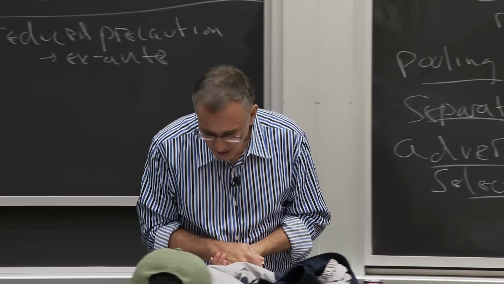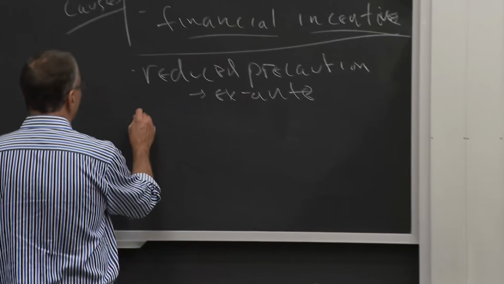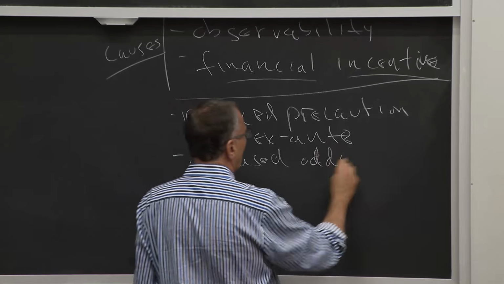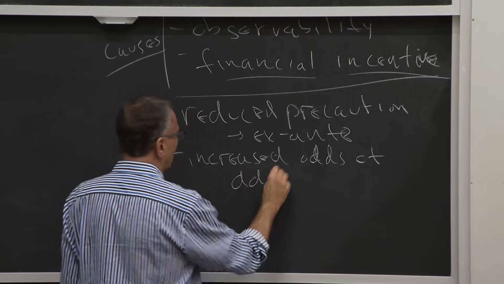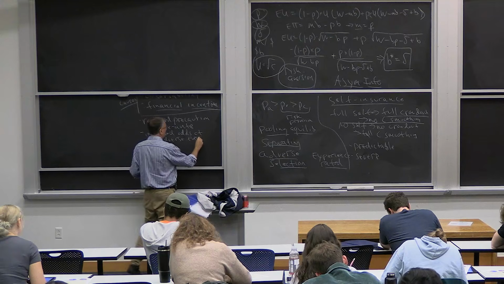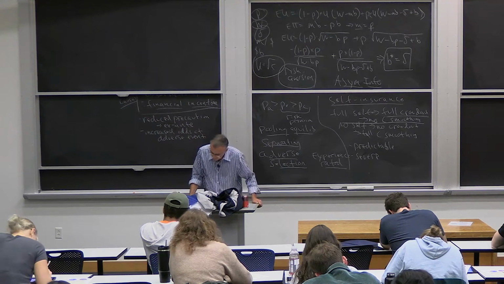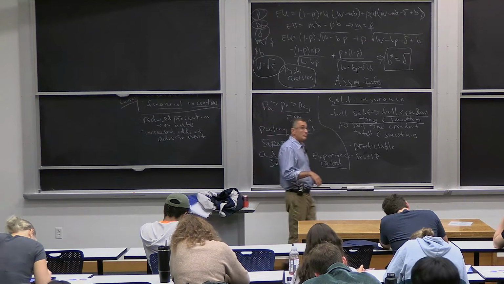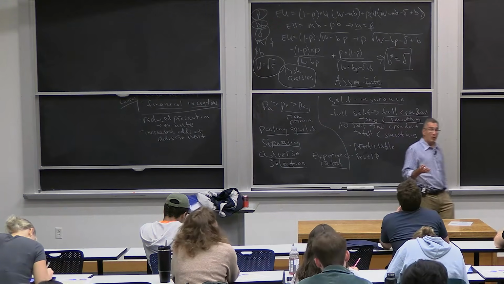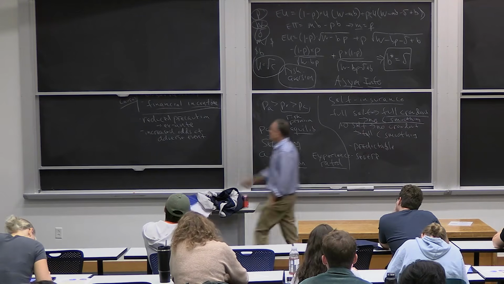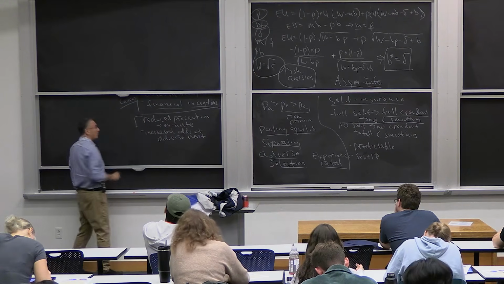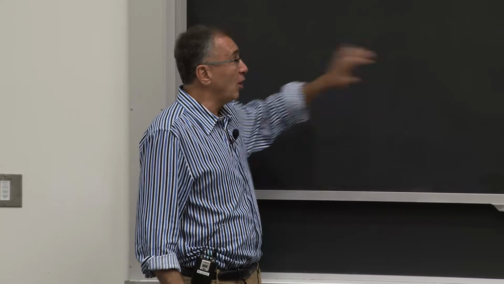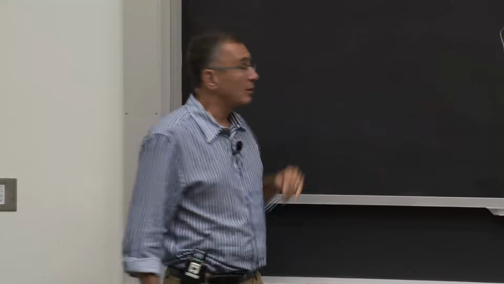The second case is increased odds of entering the adverse state. Increased odds of the adverse event. This is people not trying harder in their job. Let me separate these, they are hard to separate. Let me be more precise. Reduced precaution is, because I have fire insurance, I don't buy a fire extinguisher.